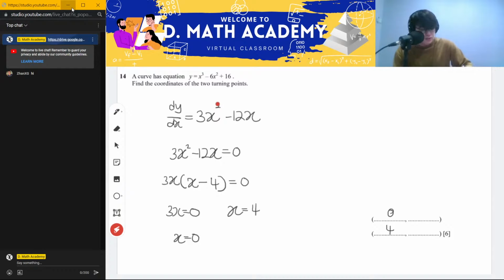When x equals to 0, your y will be 16. And then when your x is 4, okay, your y should be 4 cubed minus 6 times 4 squared and a plus 16 here.